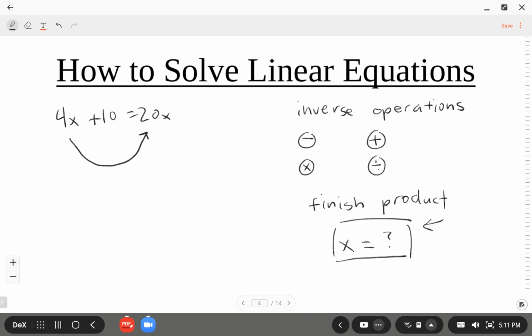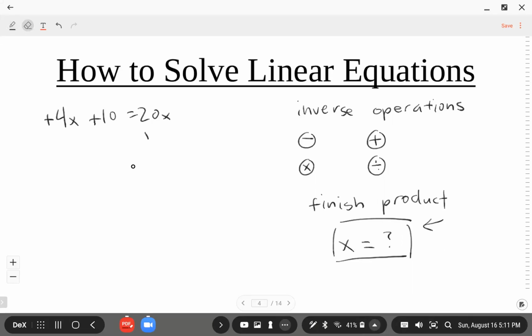Okay, so we use inverse operations. Right now, we have a positive 4x over here. And when you move it to the other side, it becomes a negative 4x, okay? So once you move it, it'd be 20x minus 4x, which equals 16x, okay?